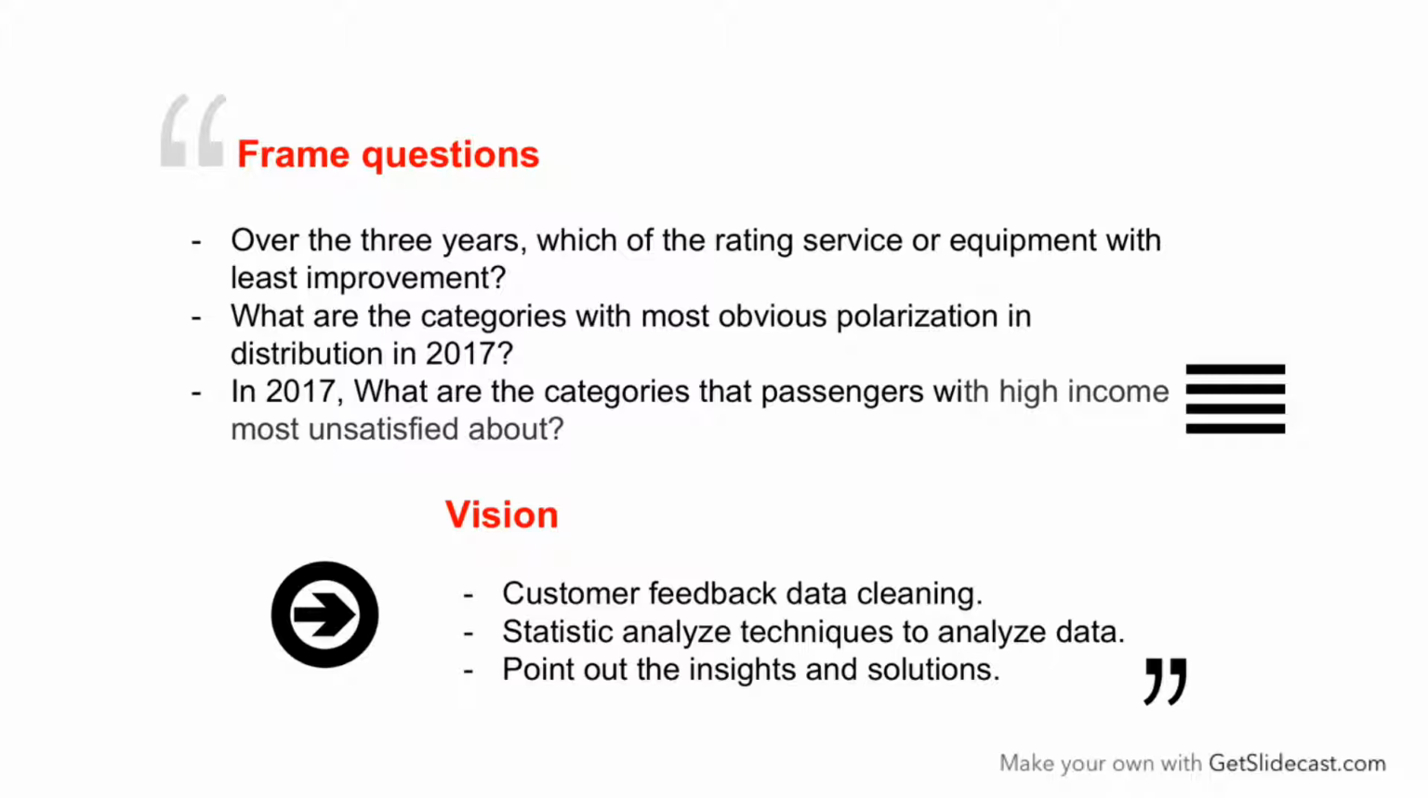Because of that, we created 3 frame questions to help the CMO solve those problems. The first one is, over the 3 years, which of the rating services or equipment had the latest improvement? The second one is, what are the categories with the most obvious polarization in distribution in 2017? And the third frame question is, in 2017, what are the categories that passengers with high income were most unsatisfied about?